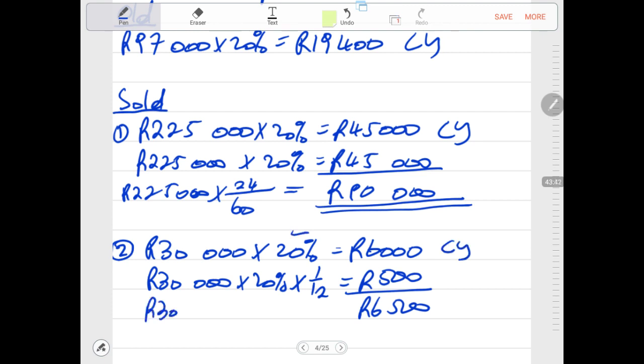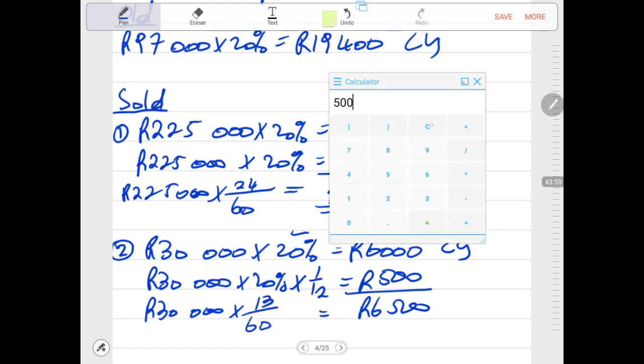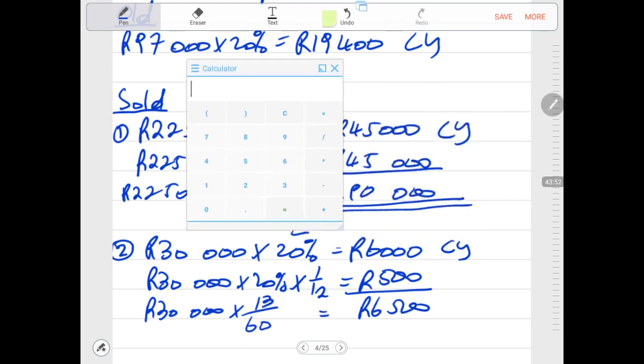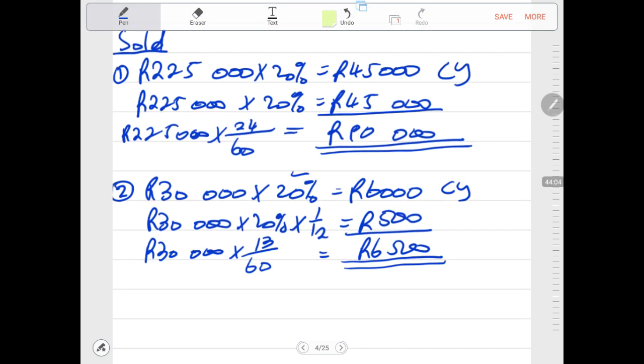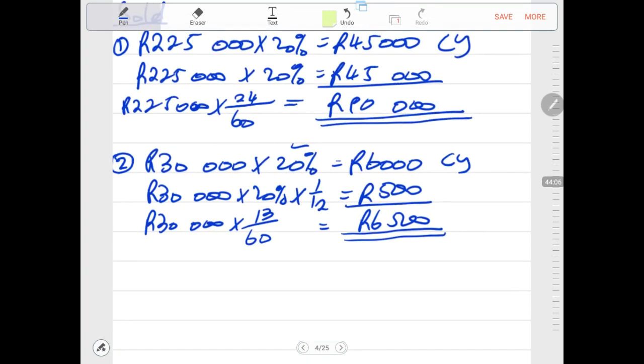That means we could have said 30,000 times by 13/60. And you do this if you don't need to calculate depreciation for the current year. 30,000 rands times by 13 divided by 60, that gave us 6,500 rands. So now this is another calculation of depreciation from the date the asset was bought up until the current year.